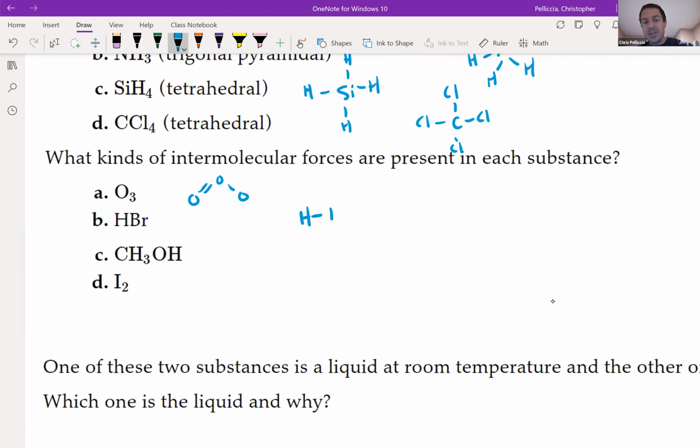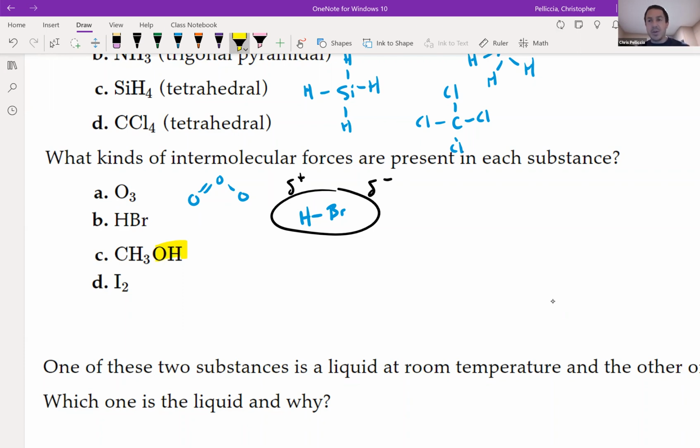HBr is a really good example of a polar molecule. Bromine, while slightly more electronegative than hydrogen, is not electronegative enough to qualify for hydrogen bonding. So even though we have a hydrogen in this molecule, it's going to exhibit a dipole, but not hydrogen bonding. And HBrs will interact via dipole-dipole interactions.